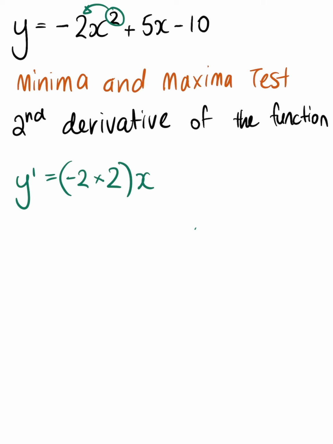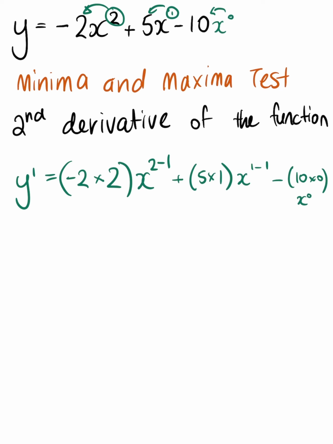So what we do is we take our index, we multiply it by the front, and we subtract that index by 1. So in the first case, it's going to be 2 multiplied by negative 2 and x to the power of 2 minus 1. Next one, we have x to the power of 1, so it's going to be 5 times 1 times x to the power of 1 minus 1. And then the last one, we're going to have 10 times 0 because there's no x value, so it's x to the power of 0.